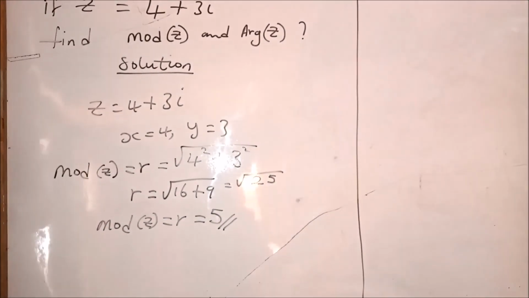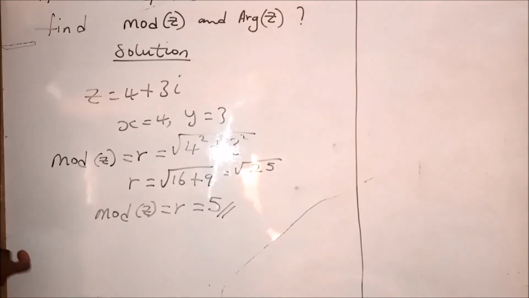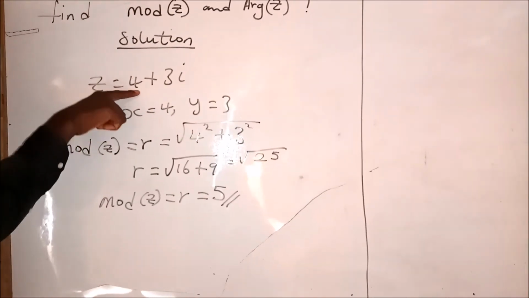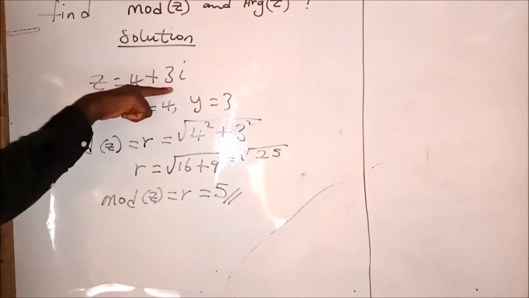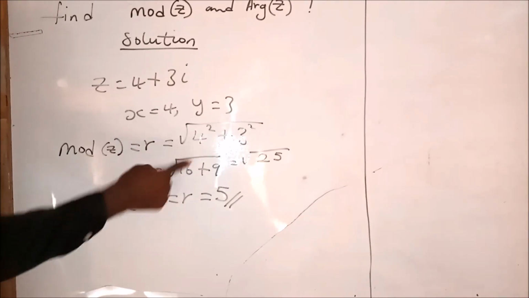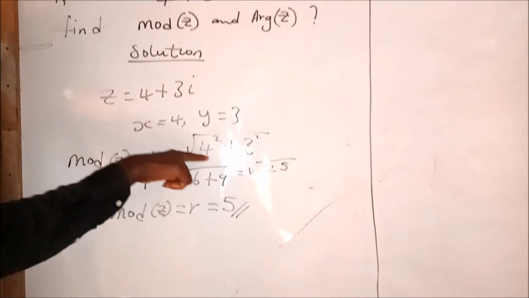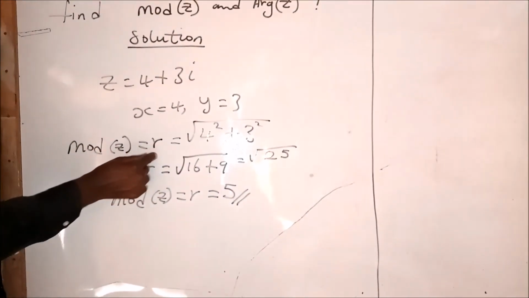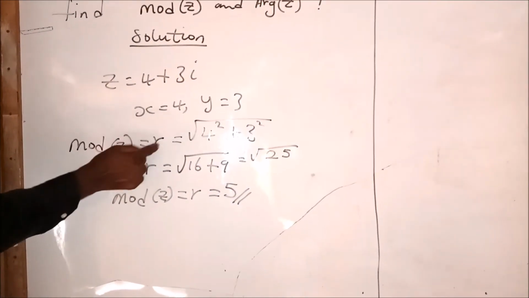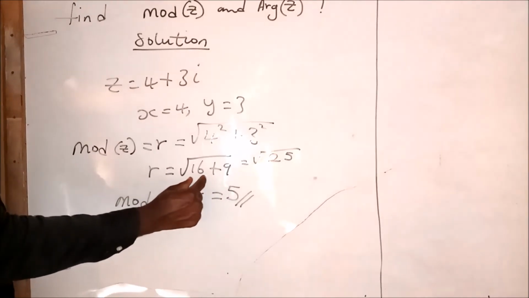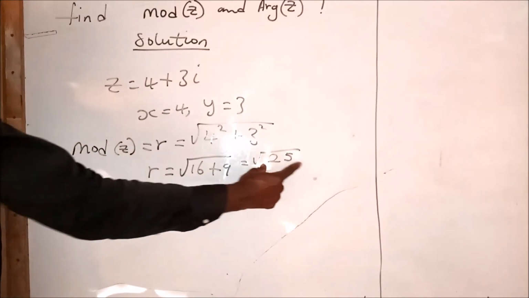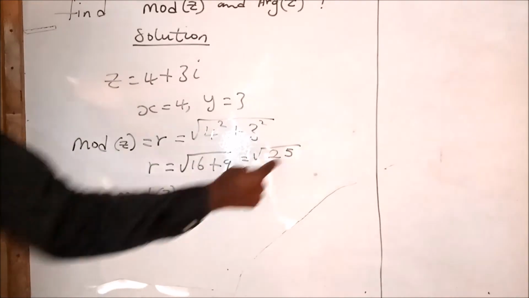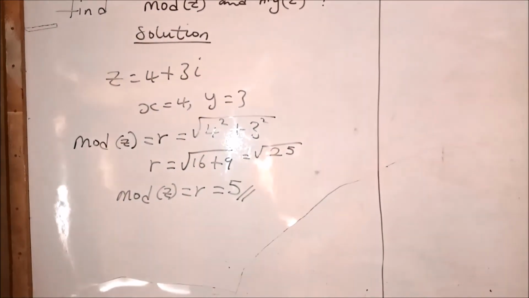So this is how to get the modulus of a complex number, where x is the real part and y is the imaginary part. We use the formula as we have shown before, x squared plus y squared. The root of them will give us our modulus, which is denoted as small letter r. So when we do that, 4 squared is 16, 3 squared is 9, and when added we have 25. So the square root of 25 is our modulus of z.